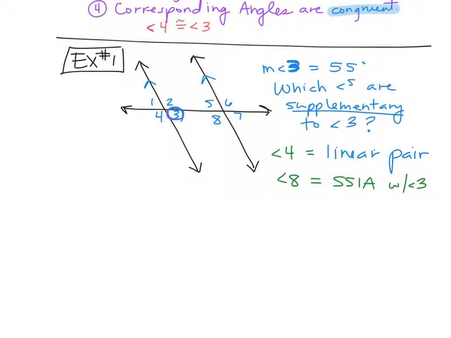Yeah, Chloe. 2. Why is 2 supplementary? It's a linear pair with 3. Right? Forms a straight line with 3. There's one more. What is it? Angle 6. And why would 6 be supplementary? You could say it's congruent to 2 because they're corresponding, or you could say it's a vertical angle with 8, which is also supplementary. So yeah, either one of those reasons is fine.